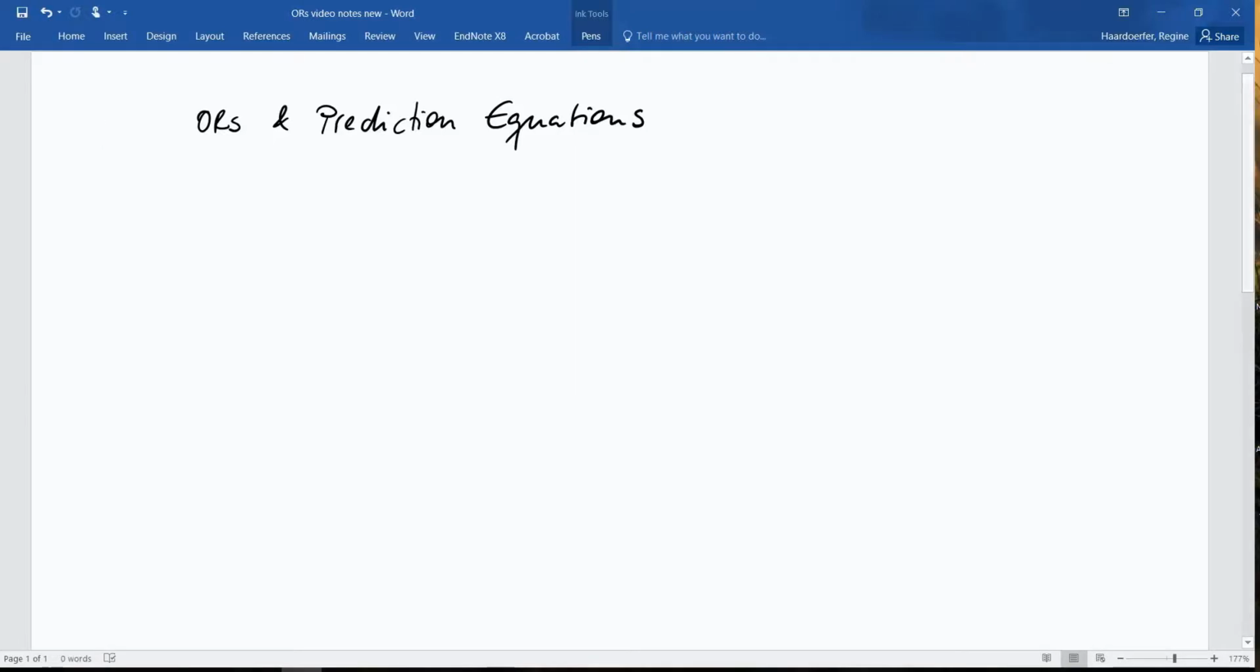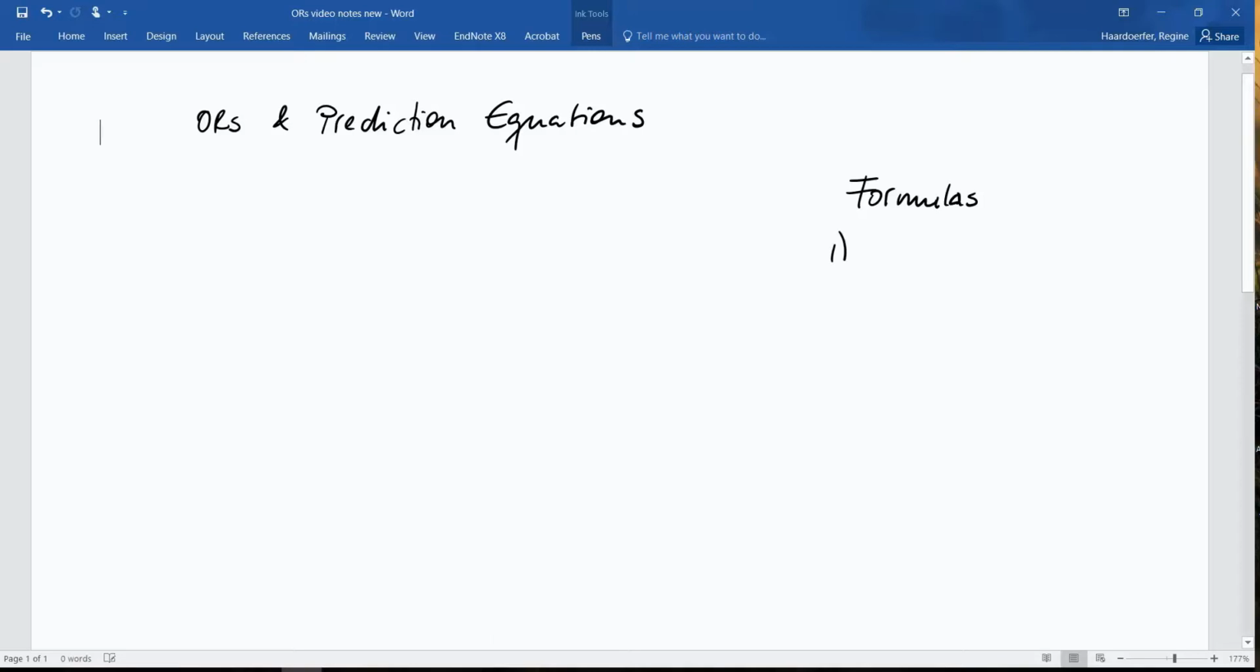So I want to repeat what I've done in class last time and then expand on this as well. And this is about odds ratios and prediction equations. So I want to get started by writing out the three formulas that are important about exponential functions.